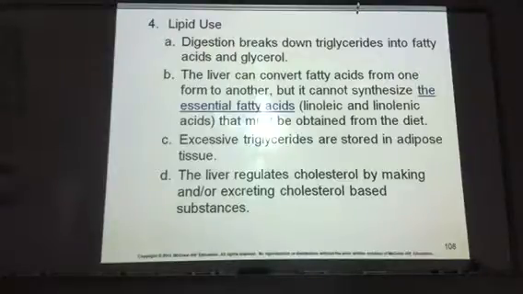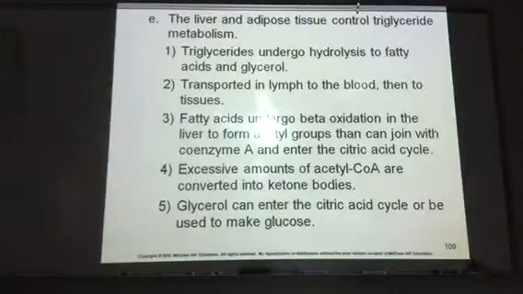Here again, too much. If I eat too much fats, it's going to be stored in adipose tissue on your body again. Liver is important for regulating cholesterol. It's going to make cholesterol. It's going to release cholesterol based on what it's digesting, based on what you're eating, and things like that. So the liver and then your fat stored adipose tissue control triglyceride metabolism.